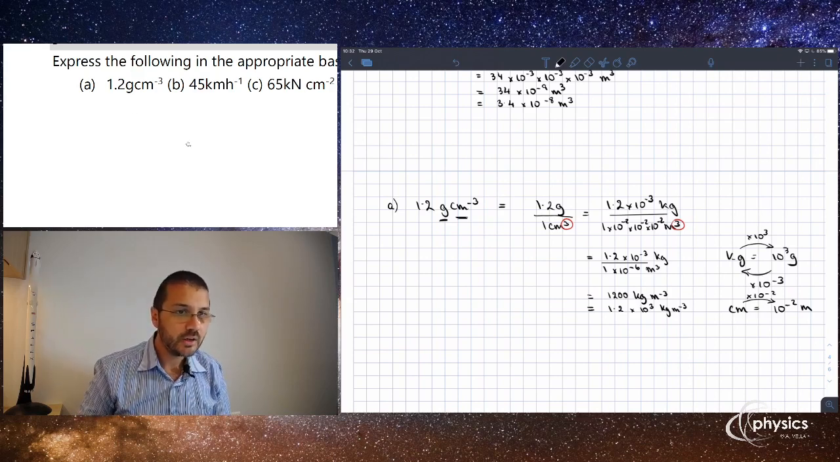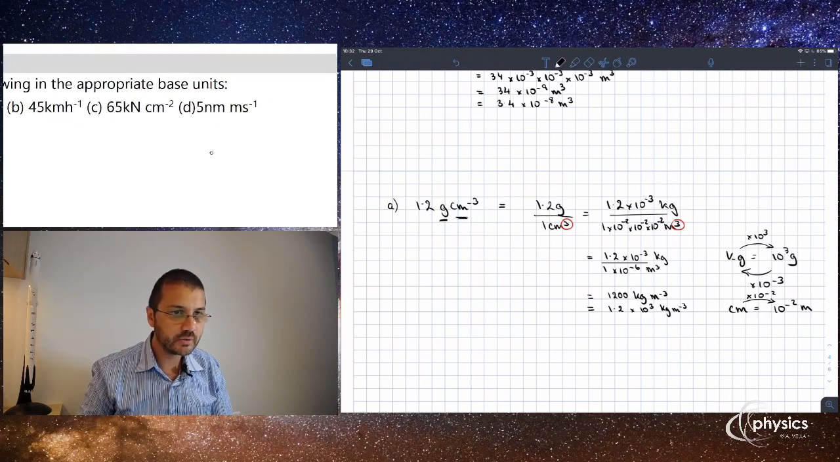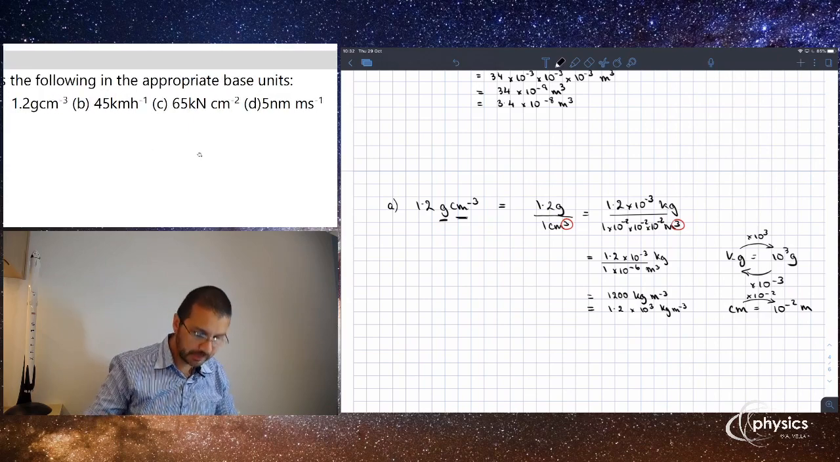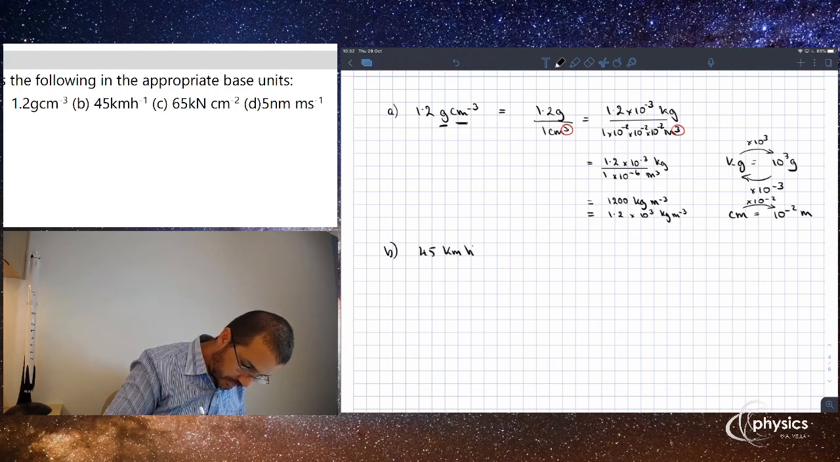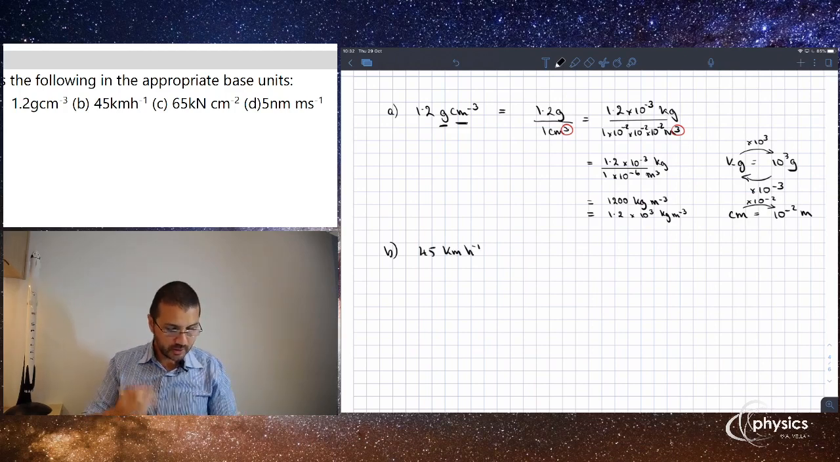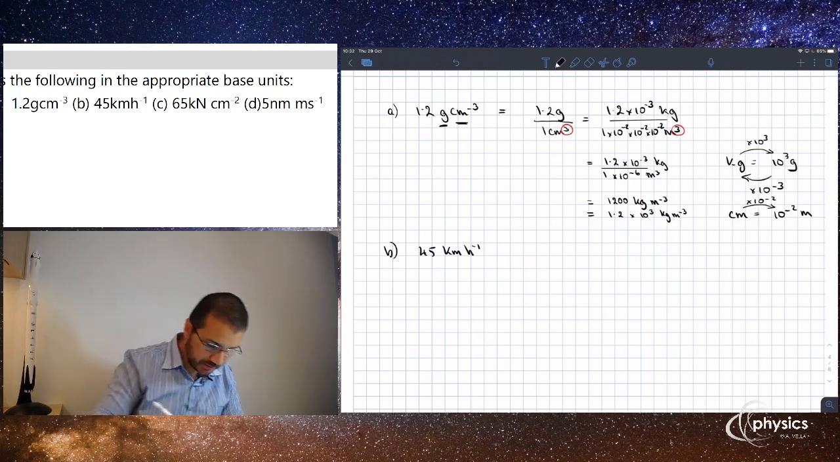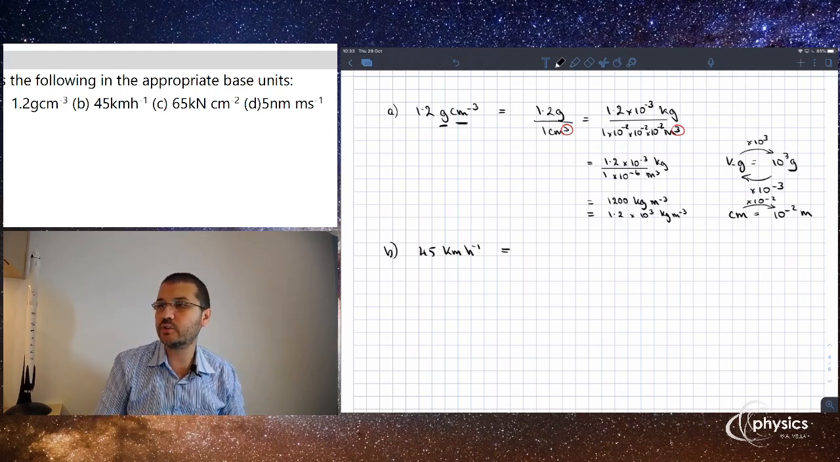Okay. Let's try another one. This one, we're going to do it because we're going to use it a lot in the next topics. So 45 kilometers per hour. 45 kilometers per hour. And we have to change that. What's the SI unit for speed?